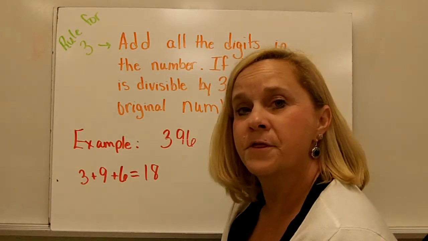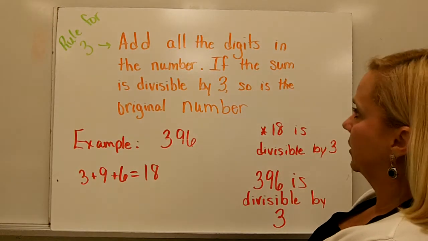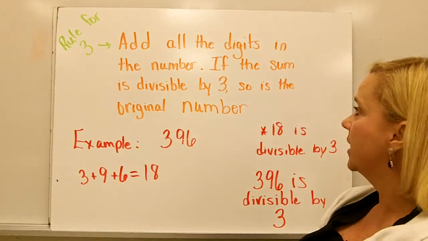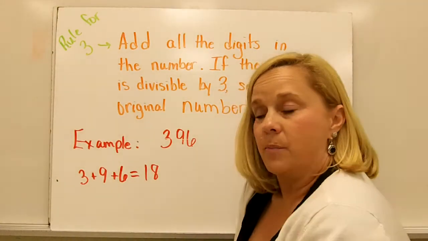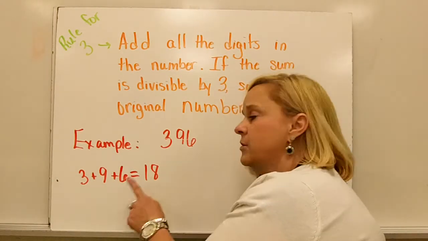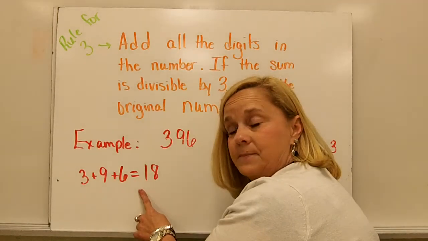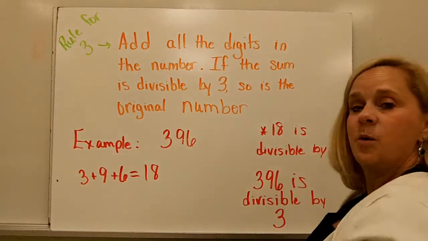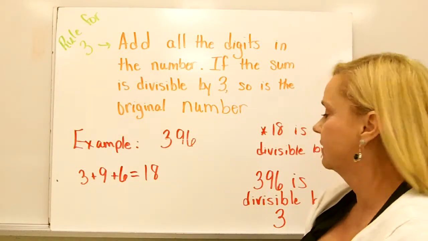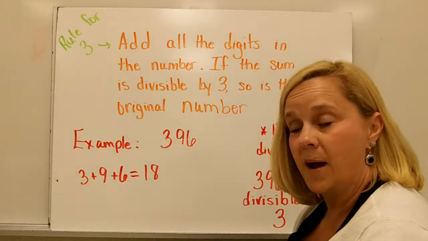Alright, the rule for 3 is a little bit different. You're going to add all the digits in the number, and if the sum of those digits is divisible by 3, then so is your original number. For example, I have 396. So we're going to add all those digits together, 3 plus 9 plus 6, which equals 18. 18 is divisible by 3 because we know that 3 will go into 18 6 different times. So that means that 396 is also divisible by 3.